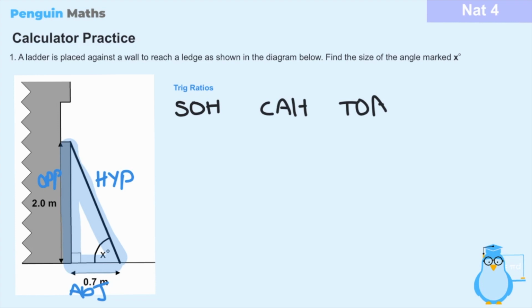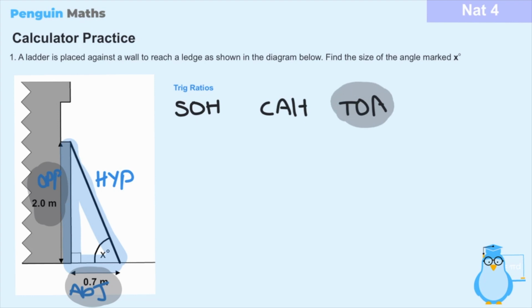Next up, we have to figure out which of the trig ratios we want to use, and this is between SOH, CAH and TOA. To do this, we have to figure out which 2 sides we want to deal with out of the 3 possible sides of the right angled triangle. Well, we know that this side here is known, so that's the 0.7 metres for the adjacent, and also the 2 metres for the opposite. We don't have any information on the hypotenuse, so that can be neglected. So that means we have the opposite and the adjacent, so that would be the OA part of the trig ratios, which tells us that we have to use the TOA trig ratio.